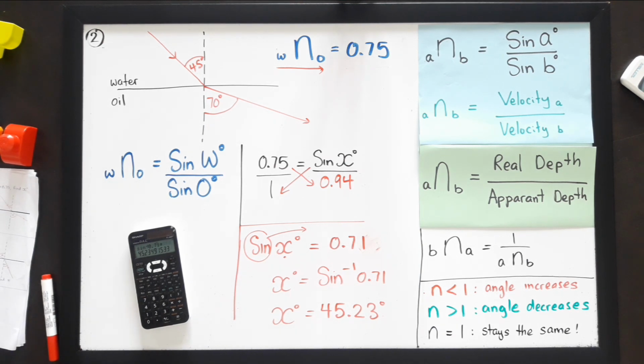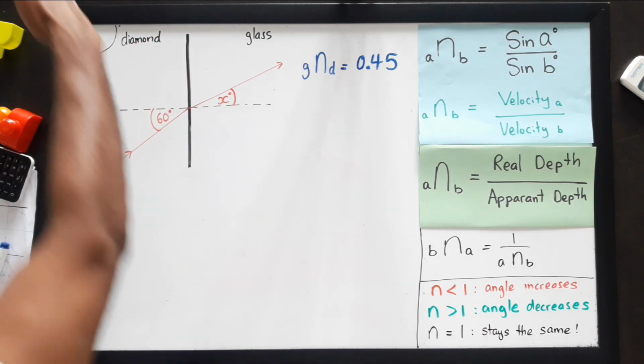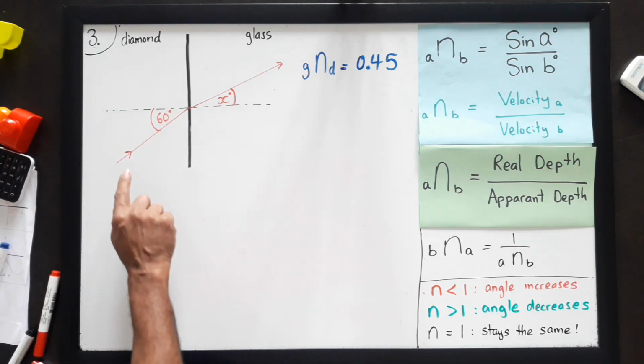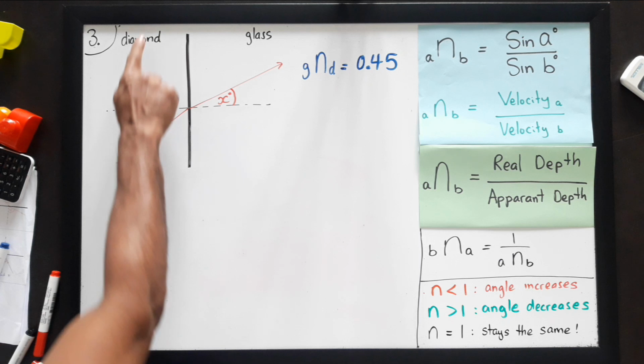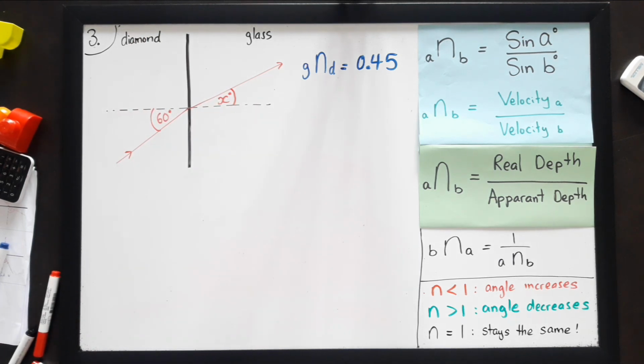Alright, let's try another question. Alright, so welcome to the third question on refraction. So here we have a boundary. So instead of the light coming down, it's going across this time. Nothing is wrong with that. So the light starts off in diamond, and it's trying to enter into glass. Right? And the examiner gave us the refractive index to be 0.45.